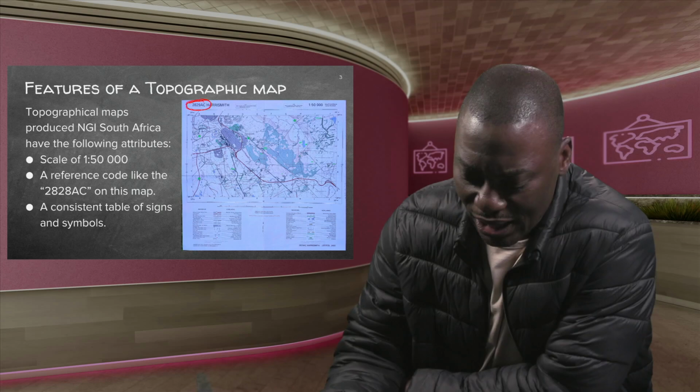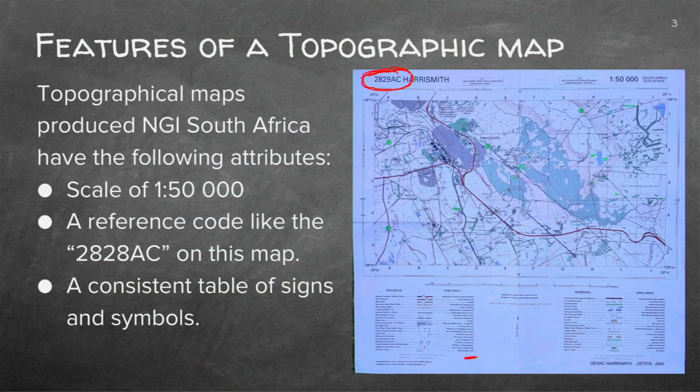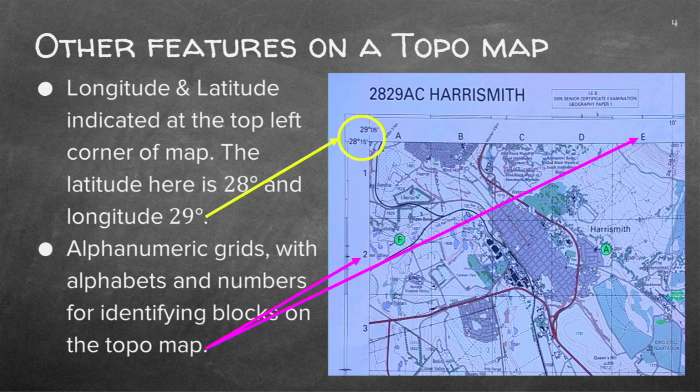All right. So you will find all of those symbols here at the base of the map. All of those are the symbols that help you to interpret the map and to tell what features are on the map. So it's important to know those. Okay, so those are some of the features. Let's look at other features. It is also important to know the major longitude and latitude of the topographic map that you are interacting with or that you have in front of you.